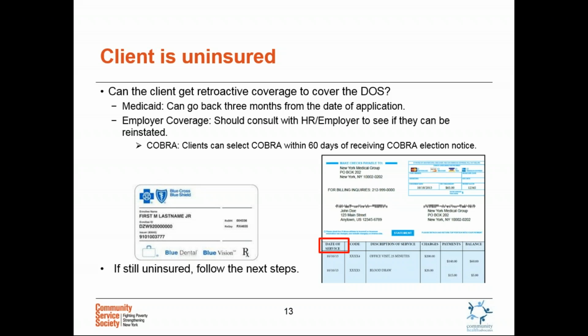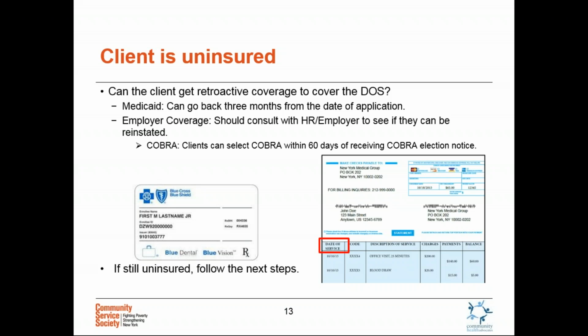So remember, Medicaid can go back 3 months from the date of the application. So if your client is eligible for Medicaid, you should help your client apply and request that the start date be backdated up to 3 months. If the bill that they have falls within that 3-month retroactive coverage period, Medicaid can pay the bill. If your client had employer coverage and lost that coverage, you should try and get the client reinstated. You can call the HR department or the employee benefit administrator to see if they can be reinstated.